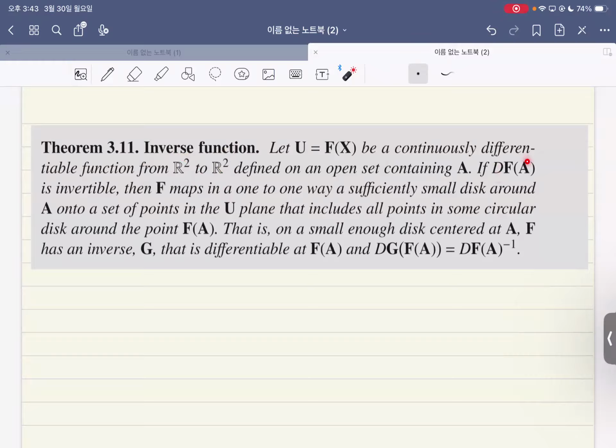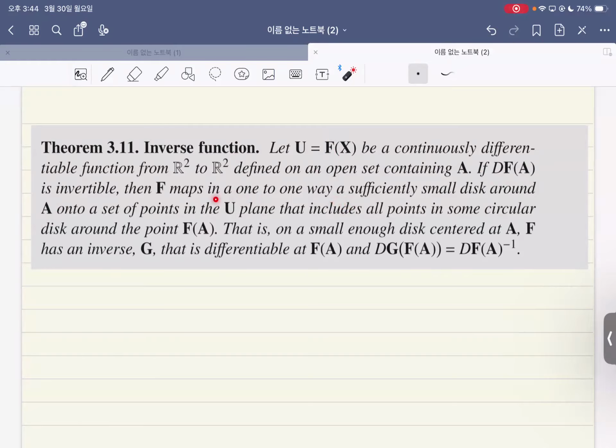Suppose that at this point, which is the point of interest, the matrix derivative of your function f is a 2 by 2 matrix, because it is from R2 to R2. And suppose that the matrix derivative at this point is an invertible matrix. Then in this case, you can find a sufficiently small neighborhood around A, and on this small neighborhood my function is locally invertible. Therefore, this function must have its own inverse. This is the claim of the statement.